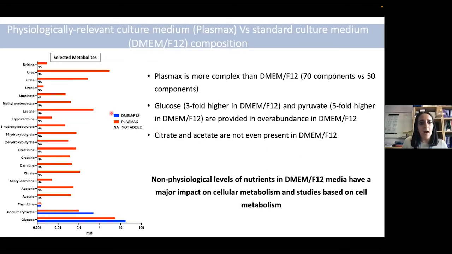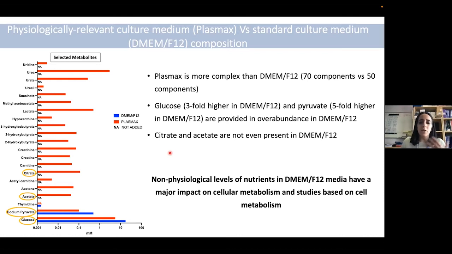And so here I compared some metabolites which are found in Plasmax and the common media DMEM-F12. As we can see from this table, Plasmax is a way more complex media than DMEM-F12. And if we consider that this is a logarithmic scale, some of the metabolites which are fundamental for acetyl-CoA production, such as glucose and sodium pyruvate, are present at 3-fold or even 5-fold higher levels in the DMEM-F12. Other components, such as acetate and citrate, are not even present.